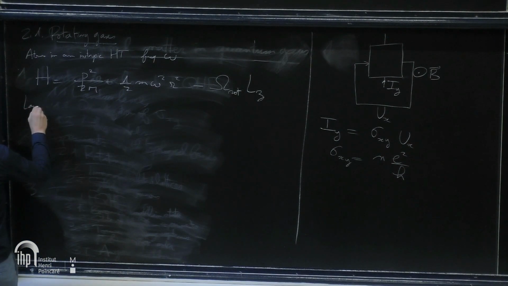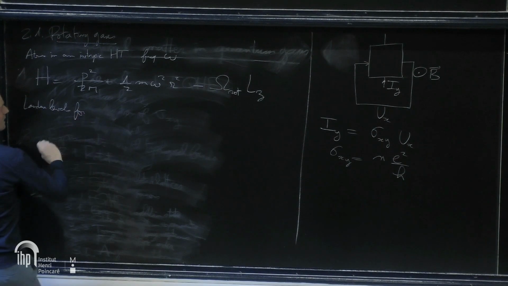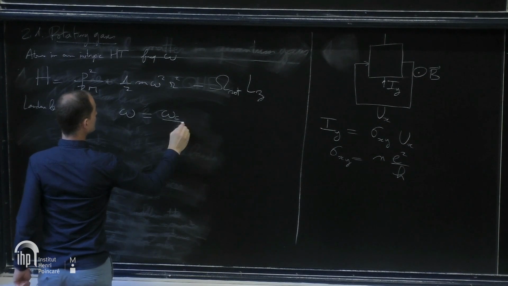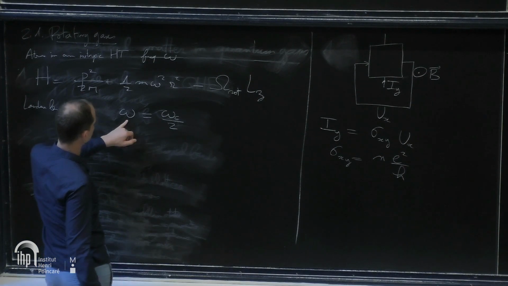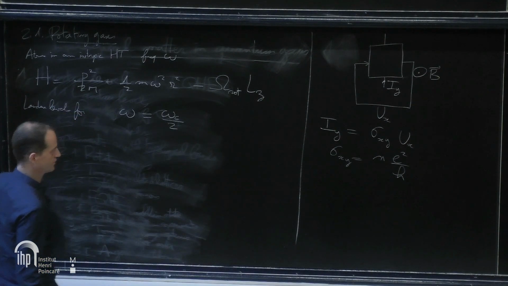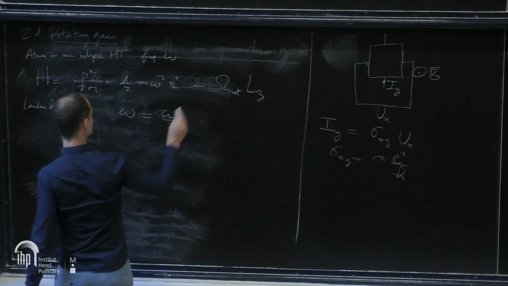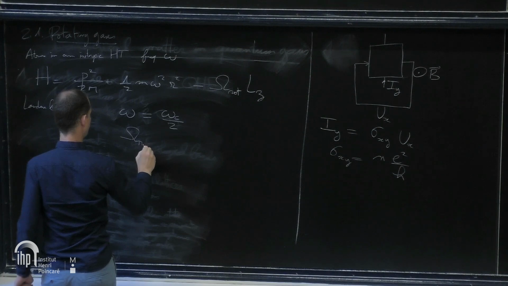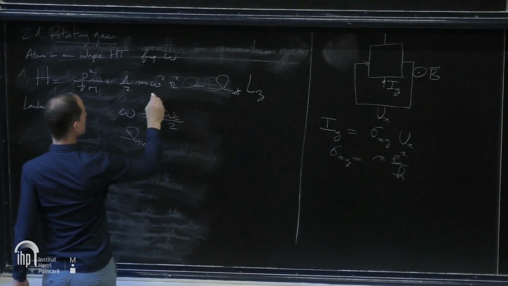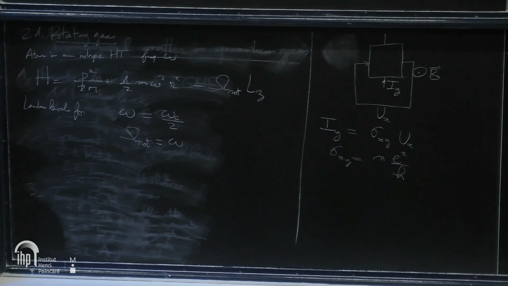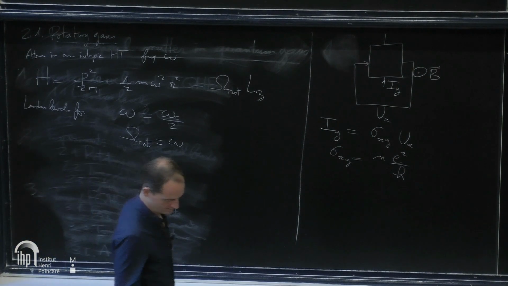And so we have all the terms needed to mimic the Landau levels. So we have Landau levels for omega equals omega c over 2. So basically there is a link between the trapping frequency and the cyclotron frequency. But more importantly, when we fine-tune the rotation frequency exactly equal to the trapping frequency, then we have exactly the same structure.